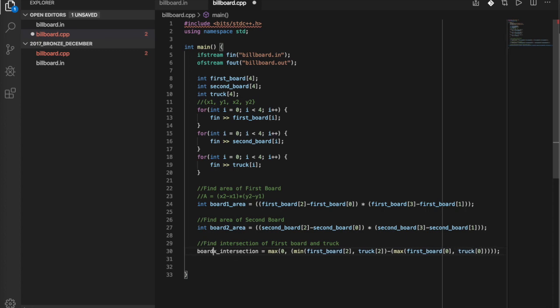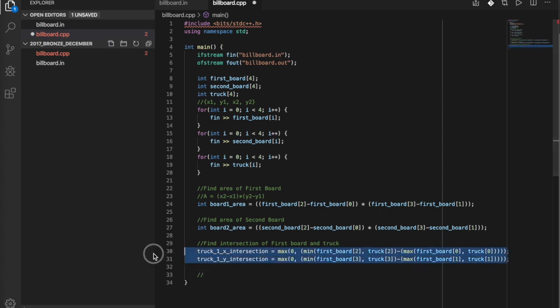So let's say truck with board 1 x intersection. And we can do the same thing for the y, right? We can just do truck with board 1 y intersection is equal to min of the first board's y2 and the truck's y2, and also the first board's y1 and the truck's y1. Right, and now that we have the intersection of the first board and the truck, we can do the same thing for the intersection of the second board and truck.